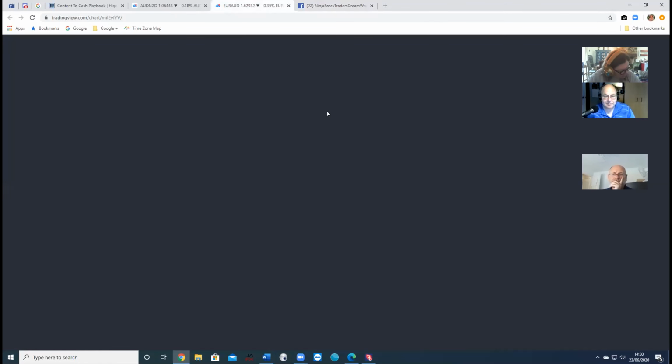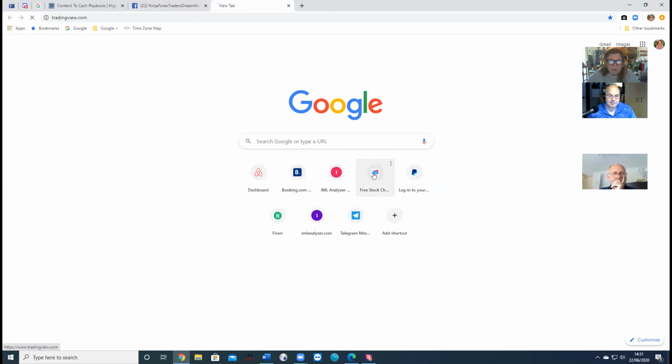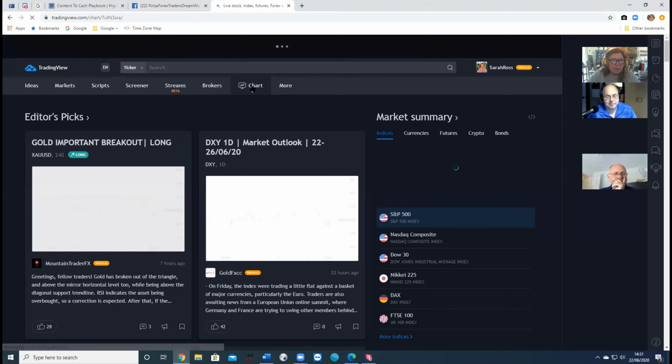I had EURAUD open as well. You see it's slow, sorry. Let's try AN. This is what it was doing to me this morning, my TradingView. I may have to come out and start again. That's why I did save them also in case it glitched. It didn't lose anything again. Let's open it up again.